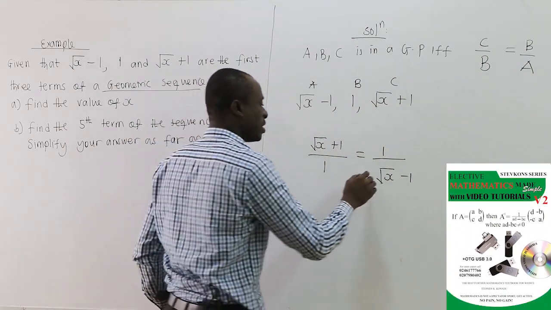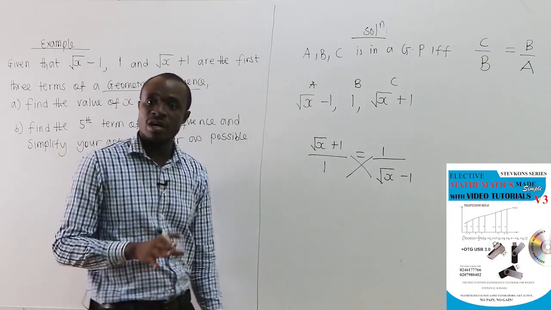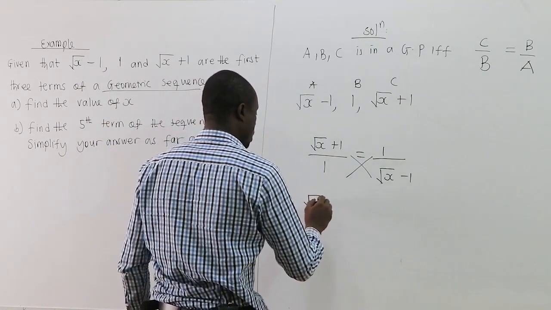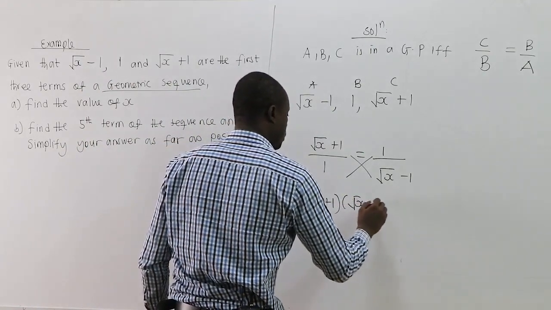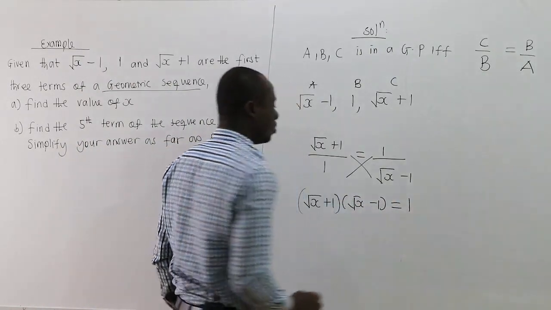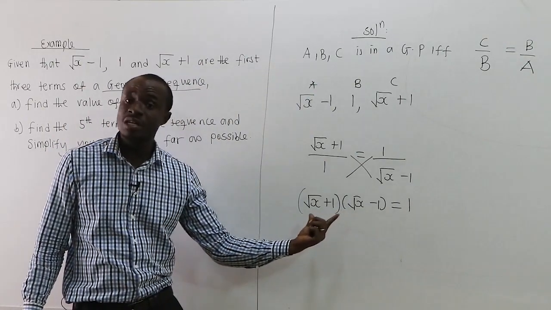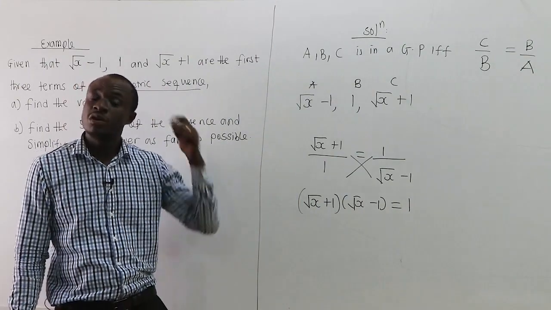Now from here, I want to find x, what should you do? We cross multiply. You can pause the video and try the question on your own. So we have root x plus 1 times root x minus 1 equal to 1. Now this is difference of two squares. Either we use difference of two squares or we expand using the distributive property.